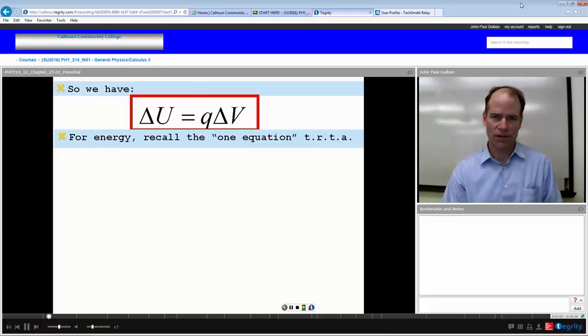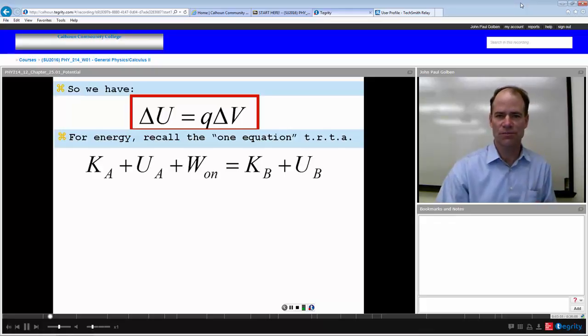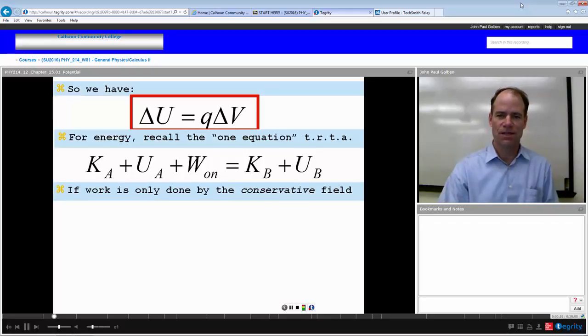Consider, for energy, the one equation to rule them all that we talked about in Physics 1. Basically, it looks like this. If we had 2 points, A and B, the kinetic energy at A plus the potential energy at A plus any work done along the way should equal the kinetic energy at B plus the potential energy at B. In this case, we're only going to have work done by the conservative field, so there will be no work done by any other external forces. So we can assume that that's going to be 0. And we'll only deal with the work done by the field in terms of this idea of potential energy.